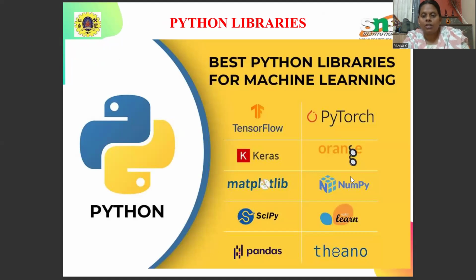We have some Python libraries, so we can also become familiar with these things. TensorFlow, then PyTorch, then Keras, Matplotlib, which is similar to MATLAB, and NumPy, which we most commonly use for numerical values, and SciPy, Scikit-learn, Pandas, then Theano. These are some of the best libraries we use for the machine learning process.